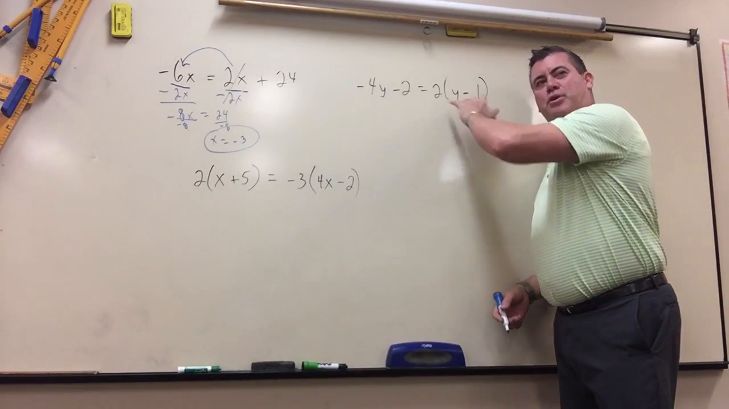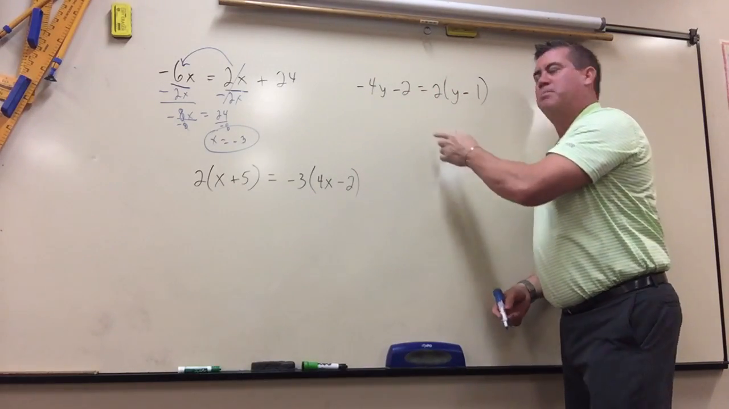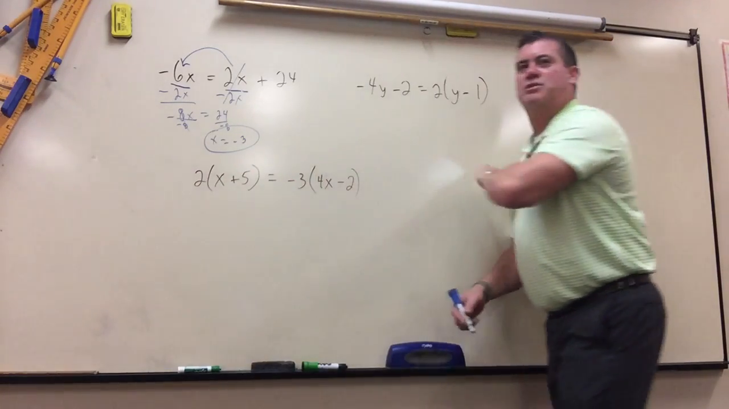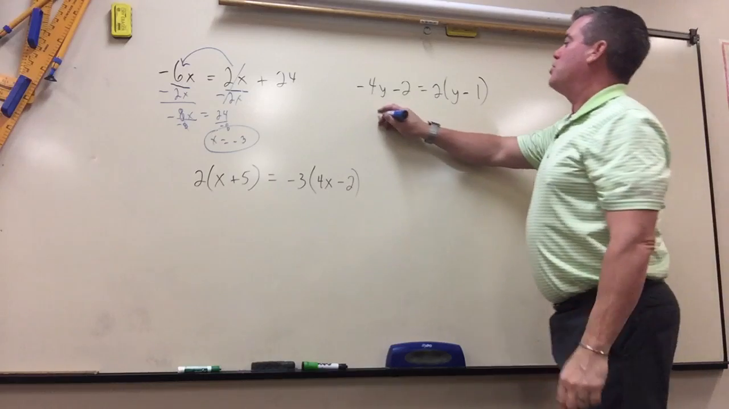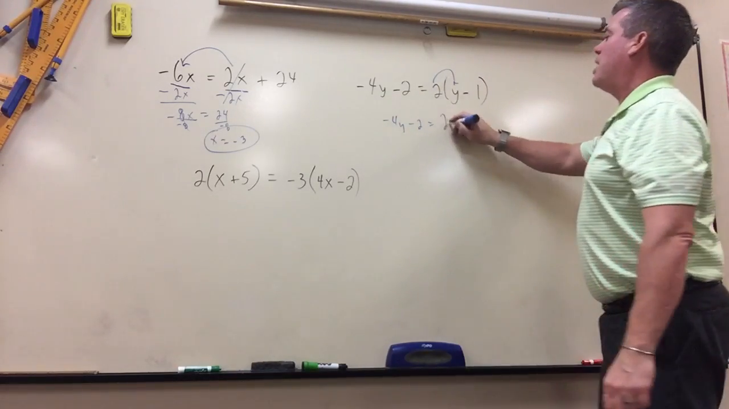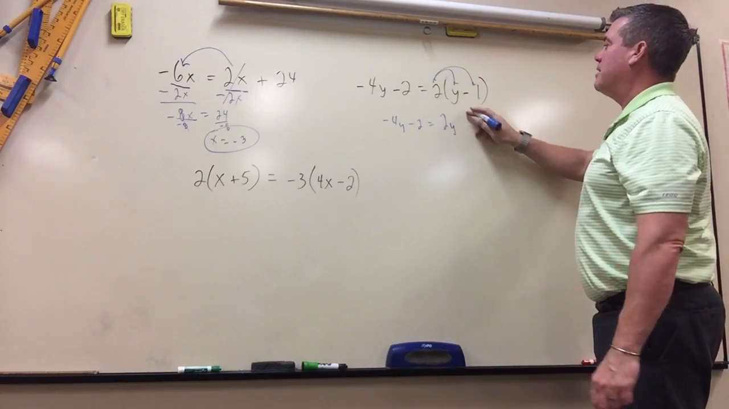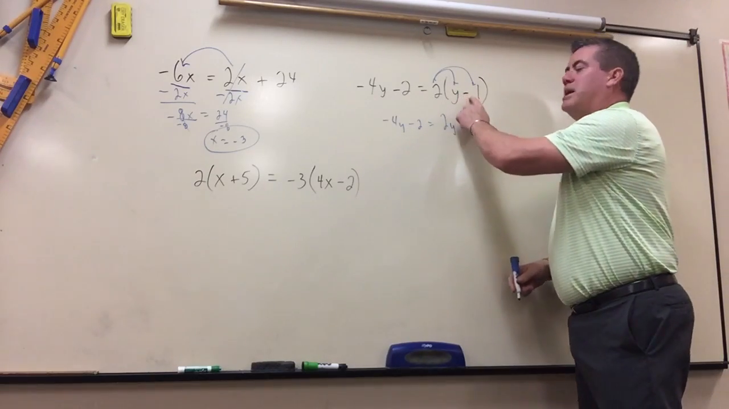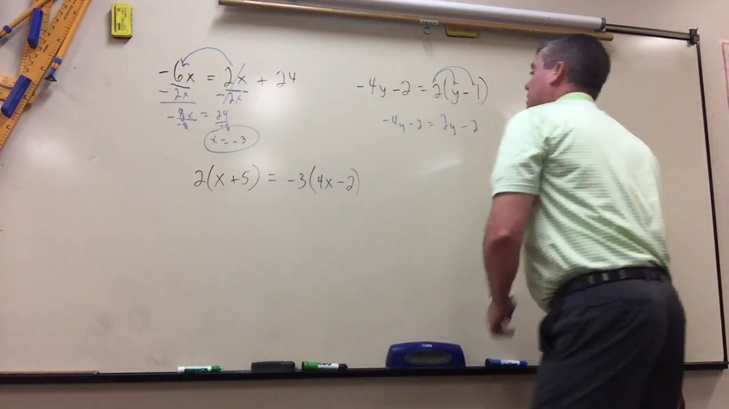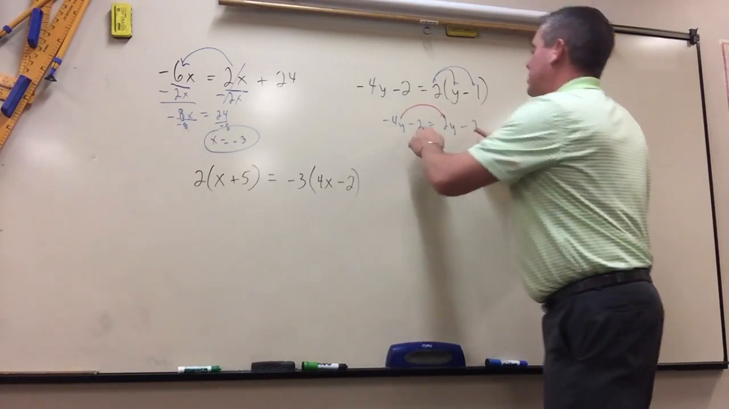These types, everyone know the first thing you've got to do? Multiply. You've got to distribute this through. Anytime you see a number up against the parentheses, you're going to have to multiply it through. So this will just stay the same on this side. Take the 2 times the y. The 2 times the -1 is -2. Make sure you get the signs right. So, we've got to get these y's together and these numbers together.